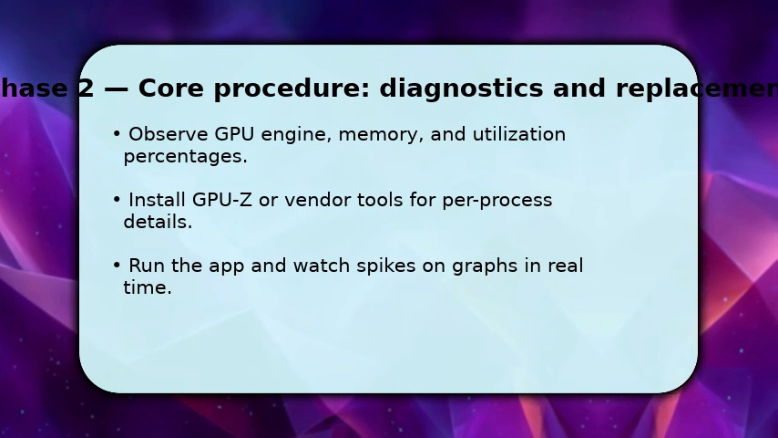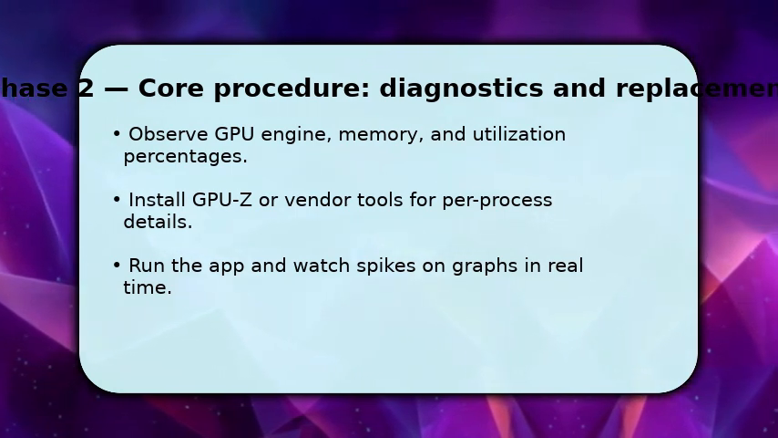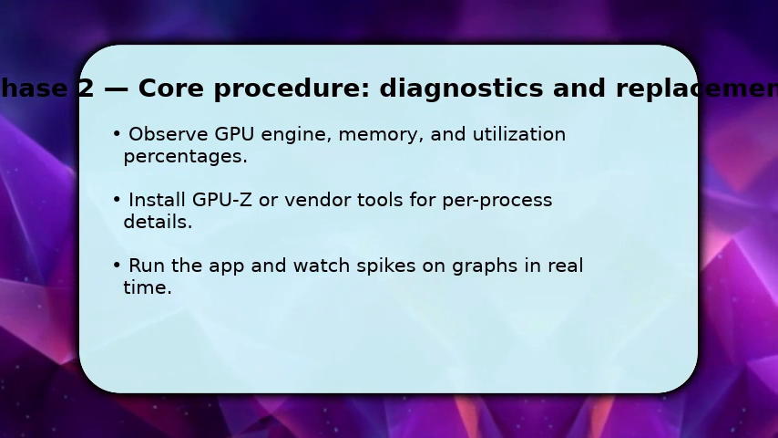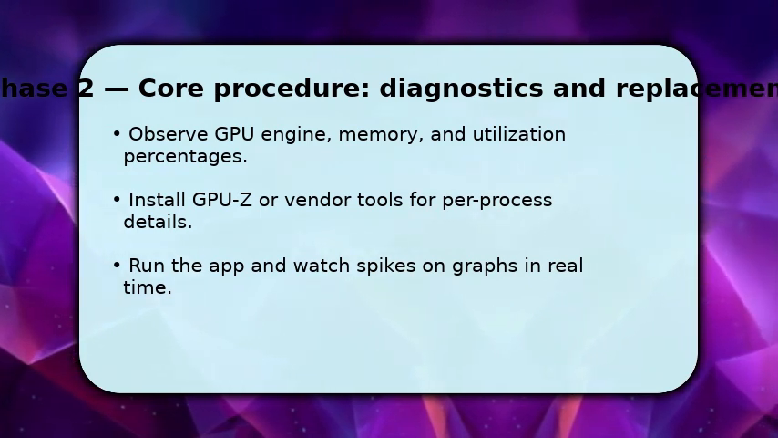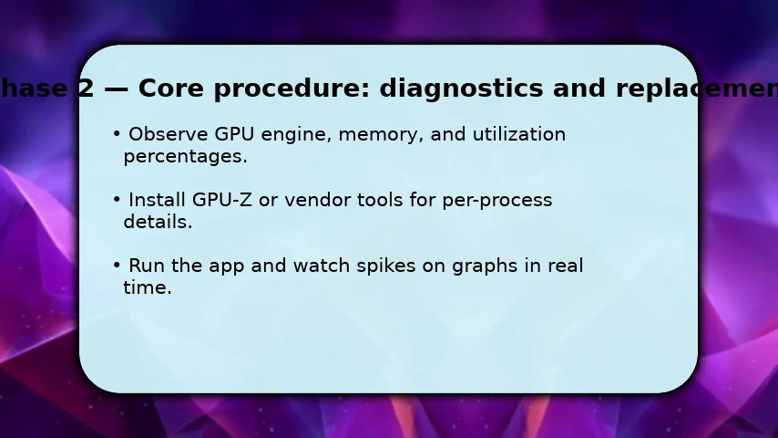Once done, launch the workload and watch which metric spikes, so you know whether compute, memory, or thermal limits are the issue. Make sure to compare idle versus load numbers for context.